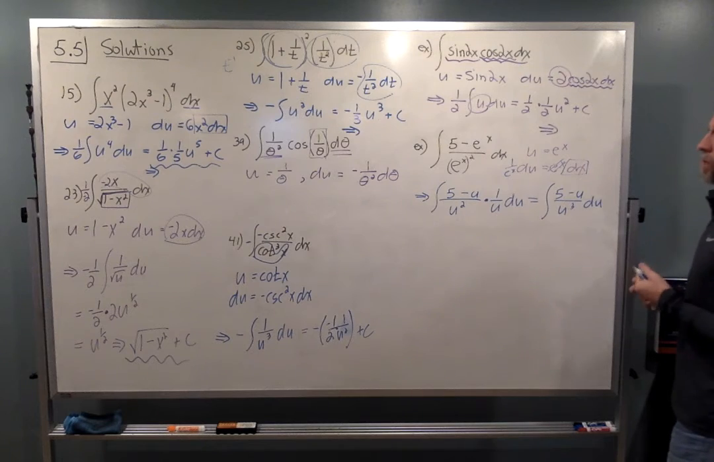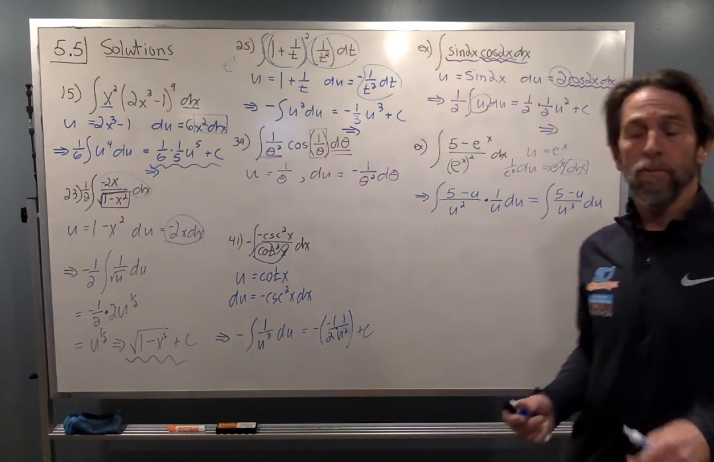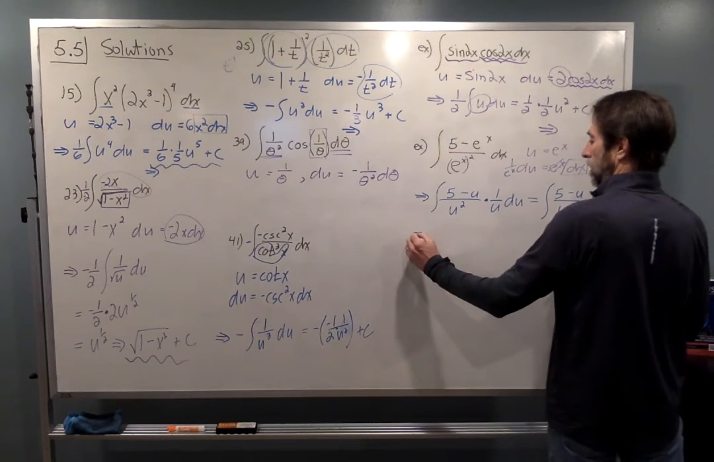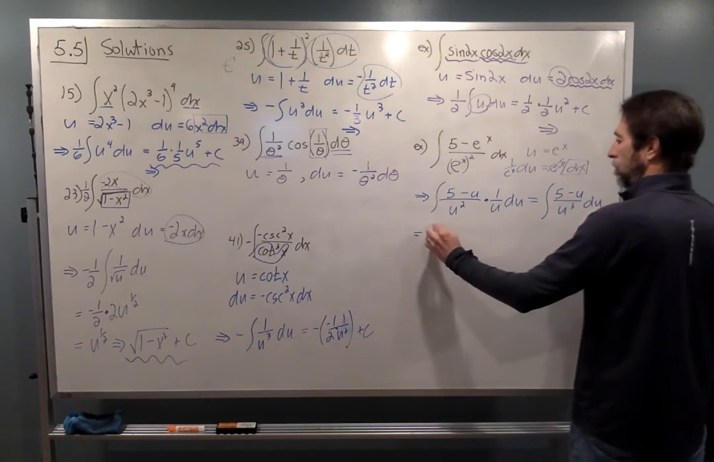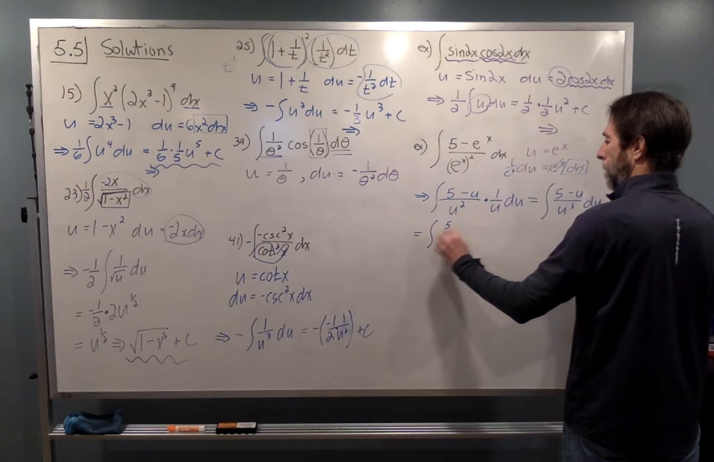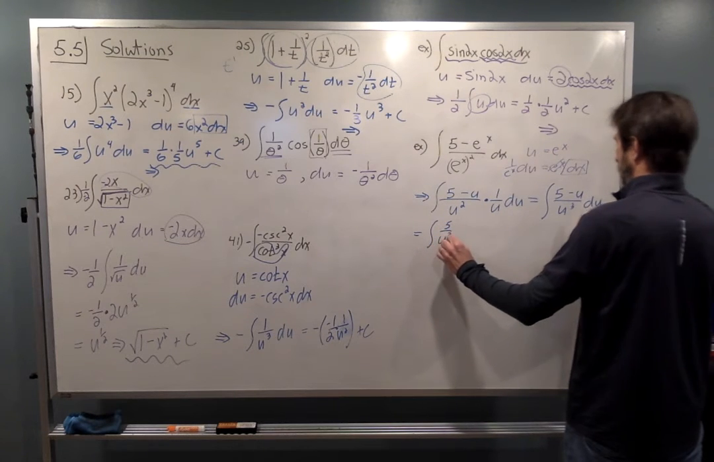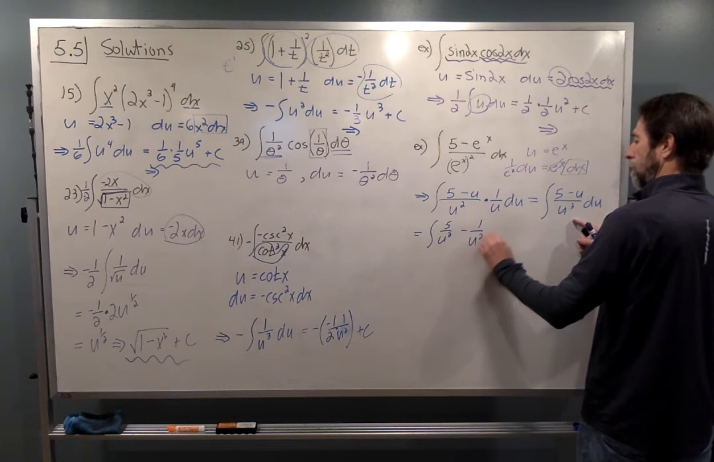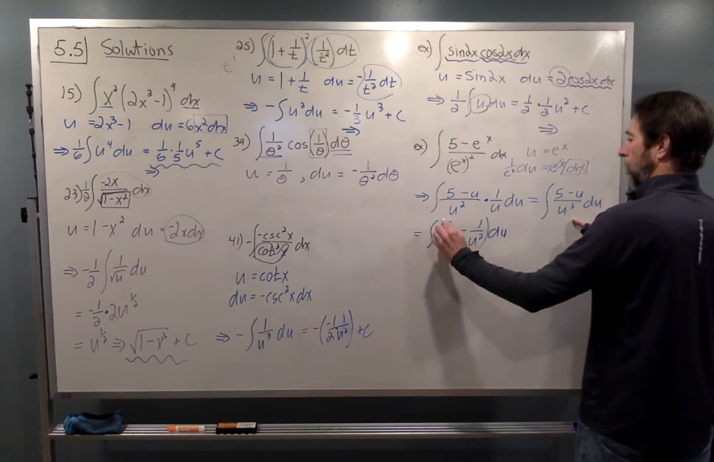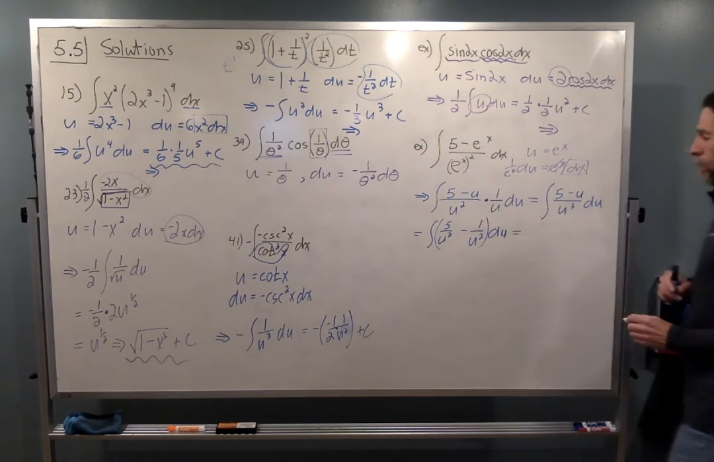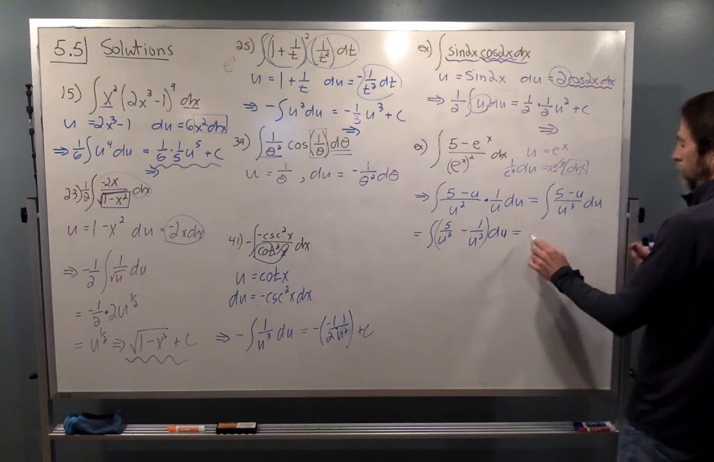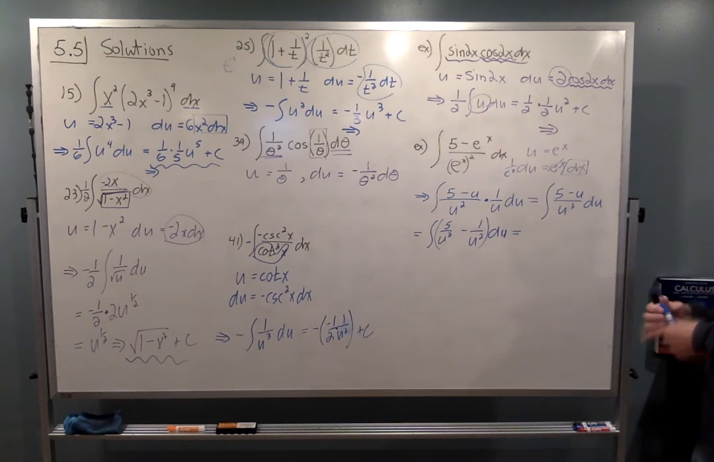We can just make use of stuff we did earlier in the chapter. That, of course, is just to kind of separate this into two different fractions. That's 5 over u cubed minus u over u cubed, which is 1 over u squared. And then we can go ahead and integrate that. That's going to be, well, I'm going to let you finish that. Again, you can find those integrals.